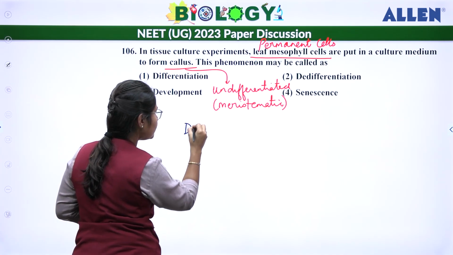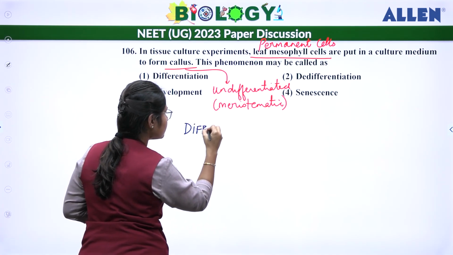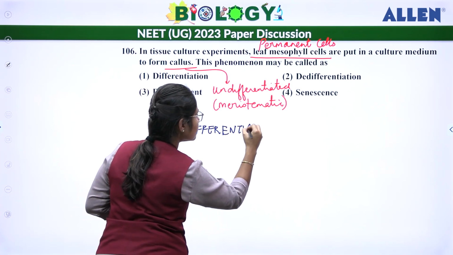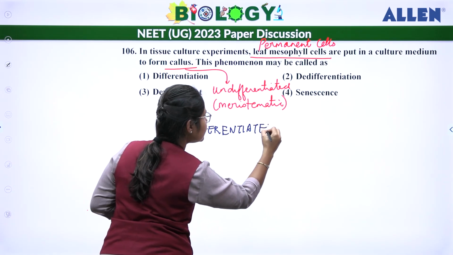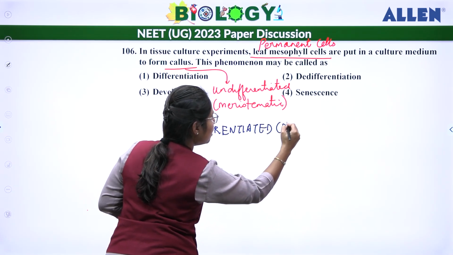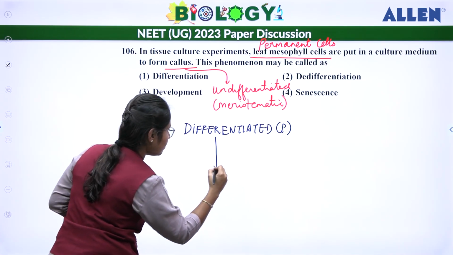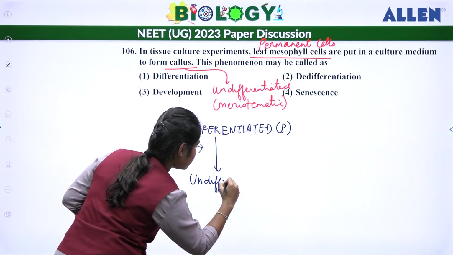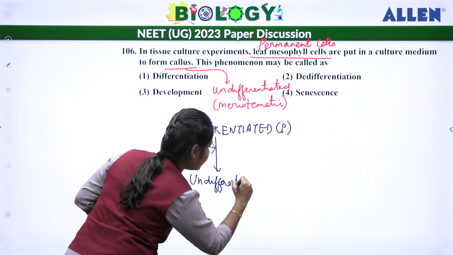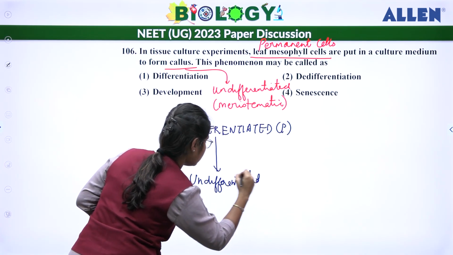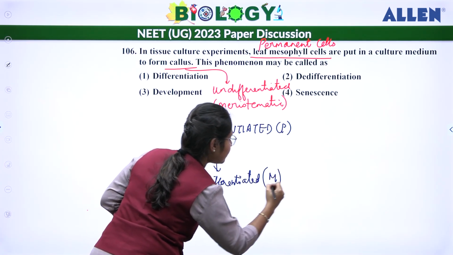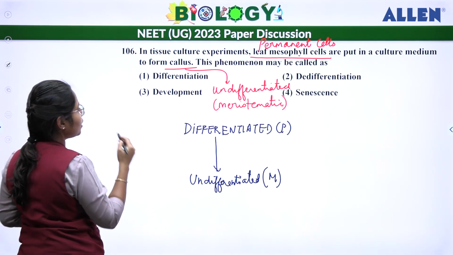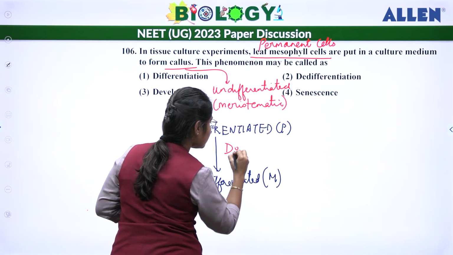So from a differentiated cell, that is nothing but your permanent cell, an undifferentiated, that is a meristematic cell, is getting formed. So what is this process called? The process is called de-differentiation.